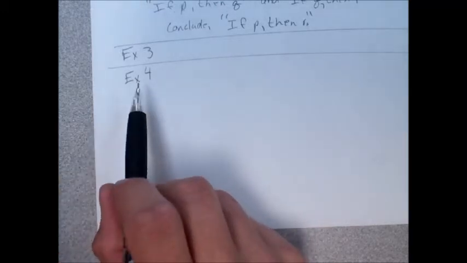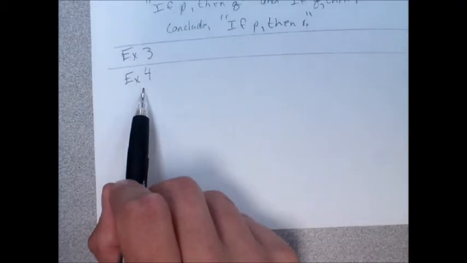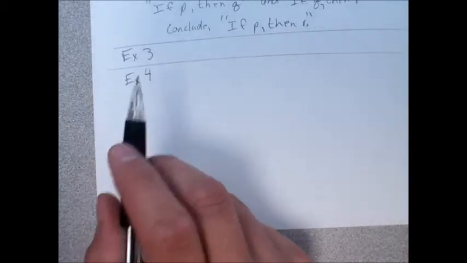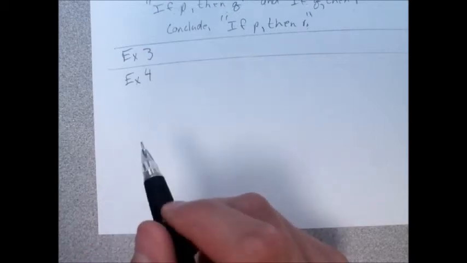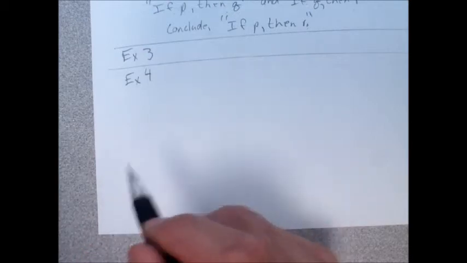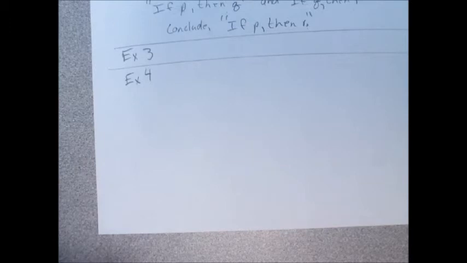Okay. Example B, guys. If it is raining, then I'll take an umbrella to school. Today, it is raining. Therefore, I will take an umbrella to school. What law did we use? Syllogism. No. The first one, right? The law of detachment.